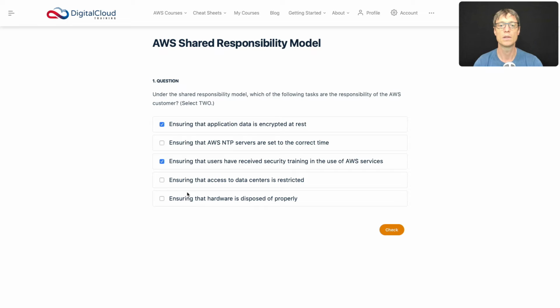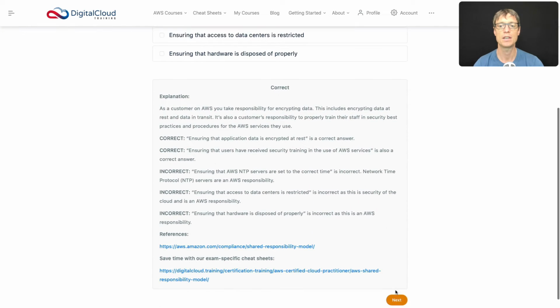Let's just check the last ones. Do you as a customer need to ensure that access to data centers is restricted? Well, no. Again, that's going to be AWS. They manage the data centers. And what about disposing of hardware? Who's responsible for that? Well, again, that's going to be AWS. Anything in the physical realm is not your responsibility as a customer. So I think these 2 answers are the best answers. Let's just check those out. And yes, those are the correct answers.